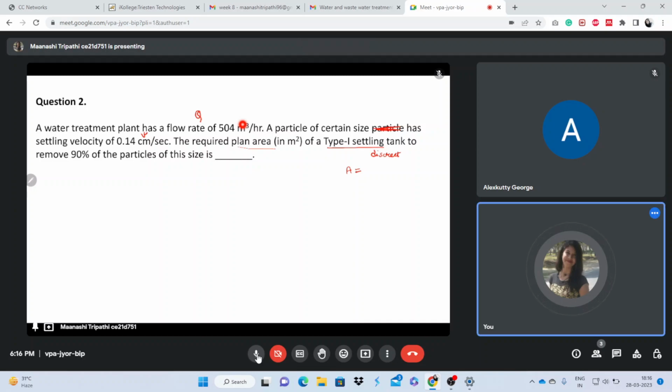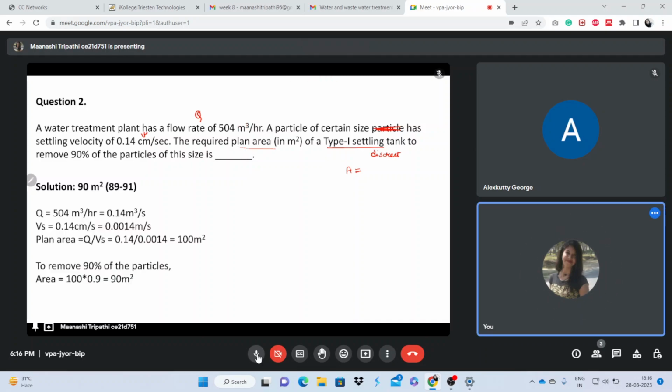We'll see the solution now. We have Q equal to 504 meter cube per hour. We need to take care of the units, so we are changing all the information into a uniform unit. We converted it to 0.14 meter cube per second, just divided by 3600. Vs is 0.14 centimeter per second, which is 0.0014 meter per second.